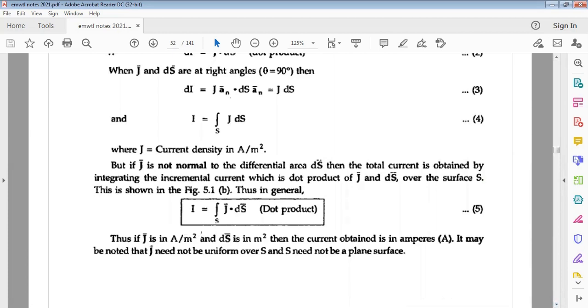J is in ampere per meter square and ds bar is in meter square. Then the unit of current is the ampere. So what is the unit of current? The ampere. J is ampere per meter square, that is the current density.